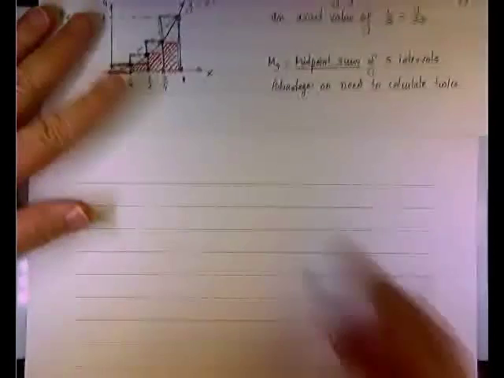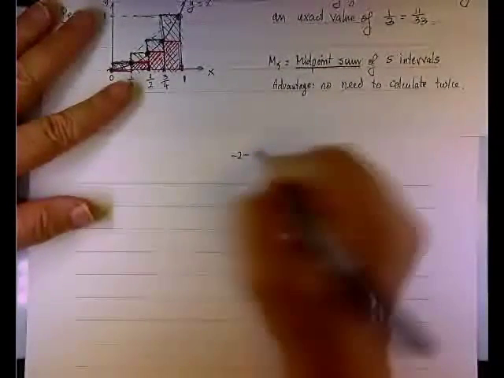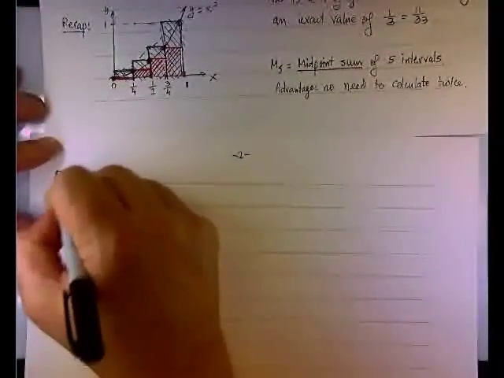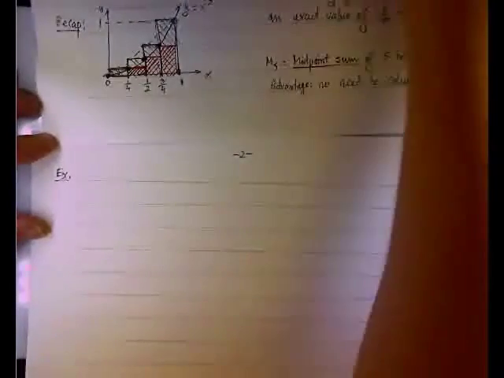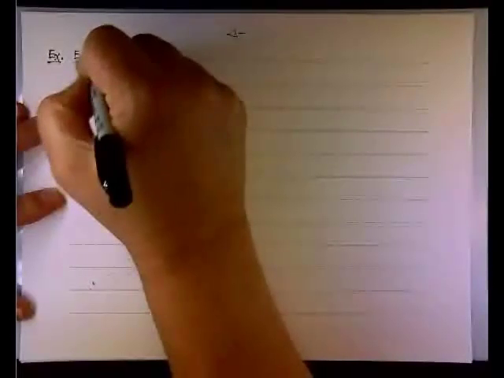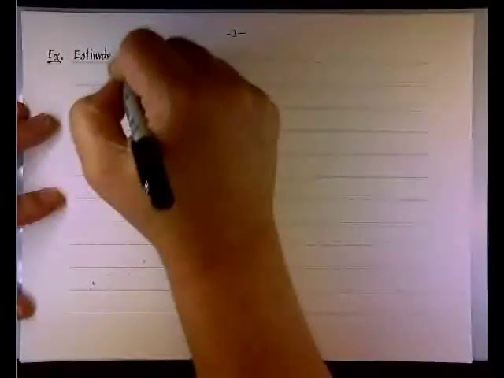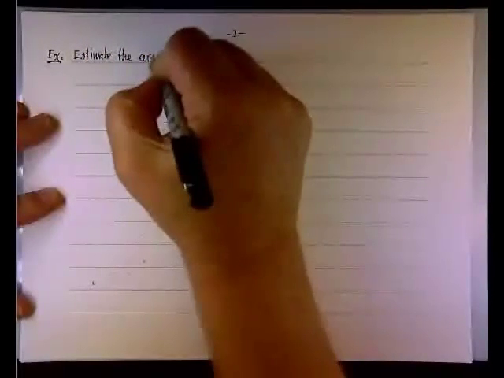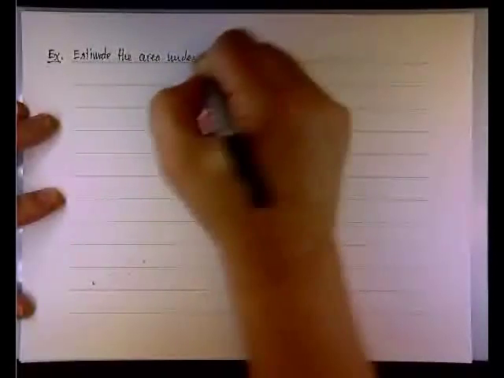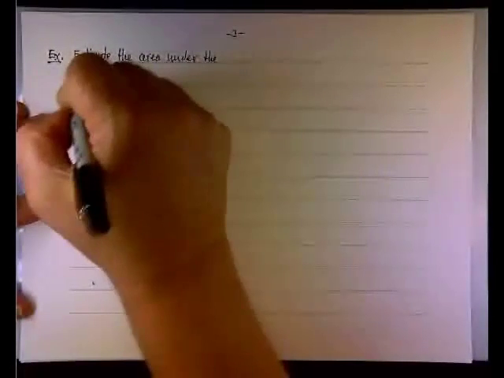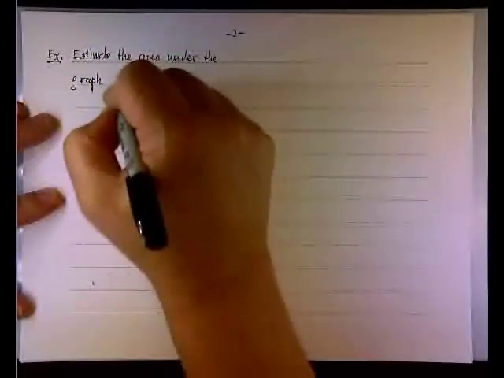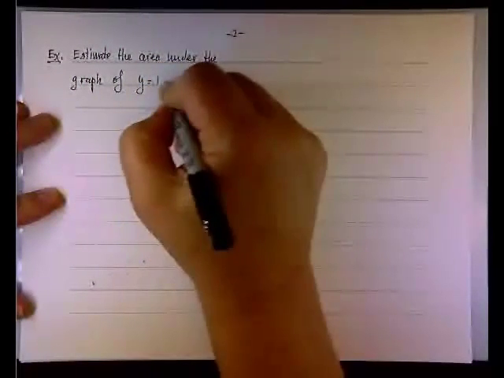So this is the first example where we're going to do a midpoint estimate of an area. So here it comes. Estimate the area under the graph of y equals 1 plus x squared.